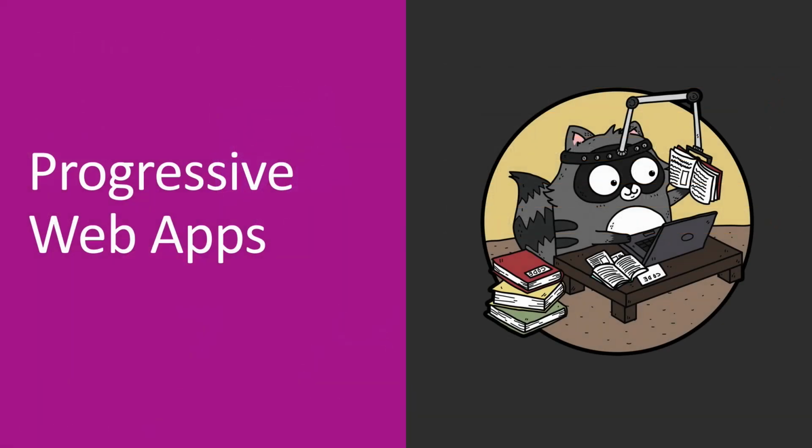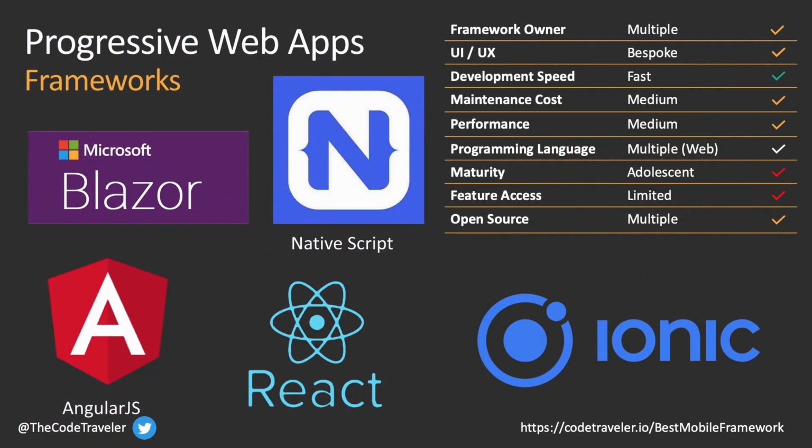Another option is progressive web apps. Now, a progressive web app is essentially a website that is running locally on our device. With progressive web apps, we create the UI just like we would for a website. And there's many different technologies available, from Microsoft's Blazor, NativeScript, AngularJS, React to Ionic, that are tools that most web developers are already familiar with. Now, the benefit here is you might already have a team of web developers that created your website, and we can repurpose those skills for our mobile app.